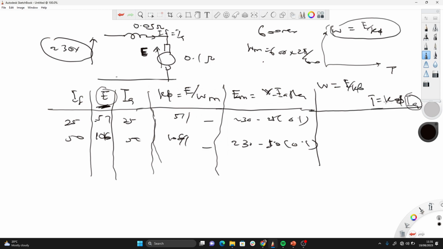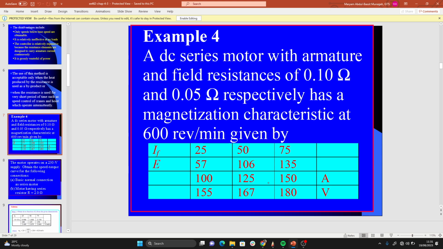I'll find my speed. I can find my omega as E over K phi, and I can find my torque as K phi IA. So I'll put those values here and then plot these two values against each other. So that's what this question is.